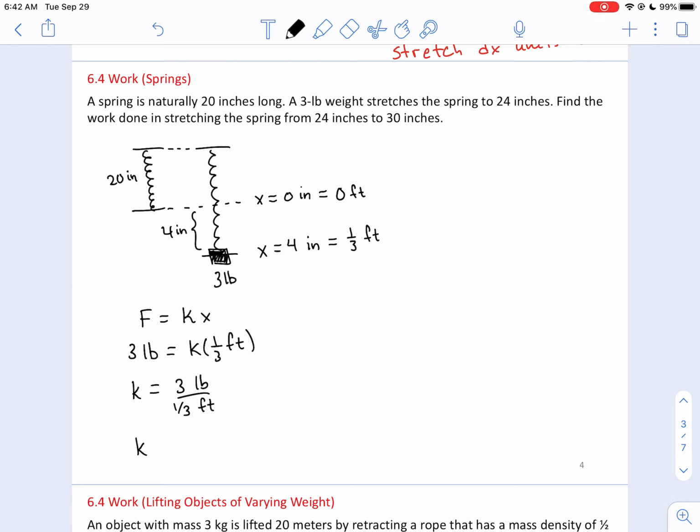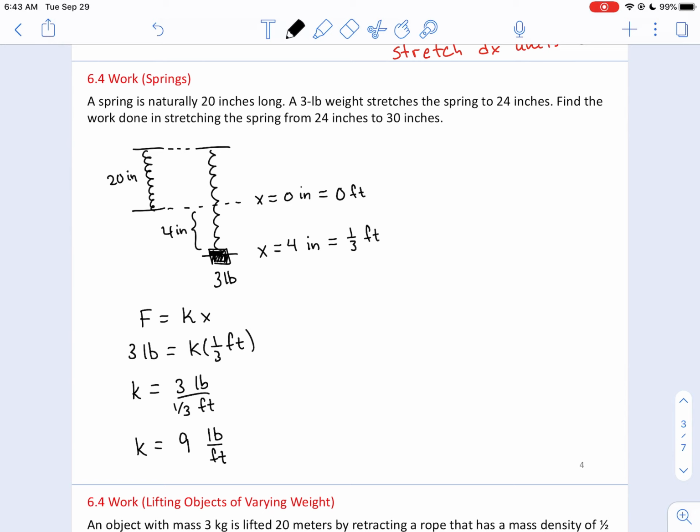And so k winds up getting a funny unit. It's going to wind up being 9, right? 3 divided by a third is 9. And it is pounds per foot. Now, I should also mention that Hooke's law is really a model of the reality for a spring, because a spring can only be stretched so far before it just breaks.